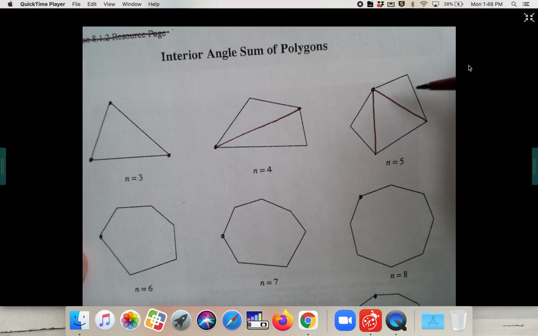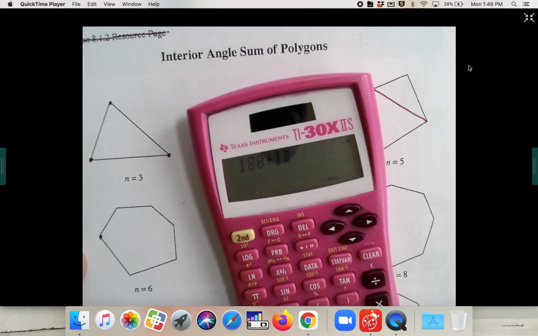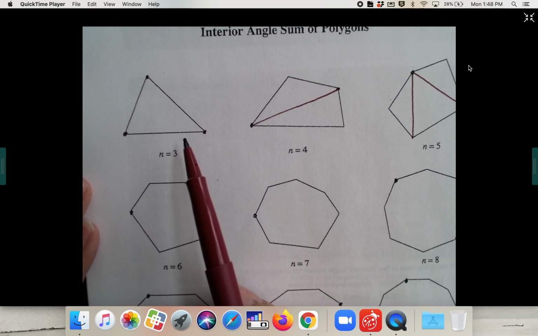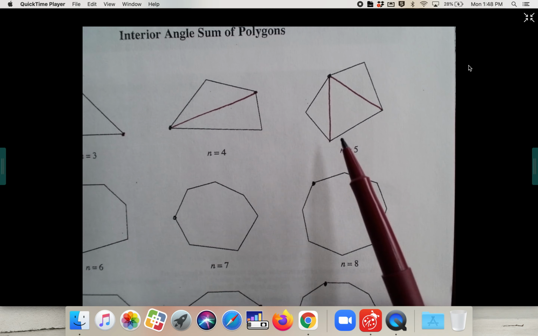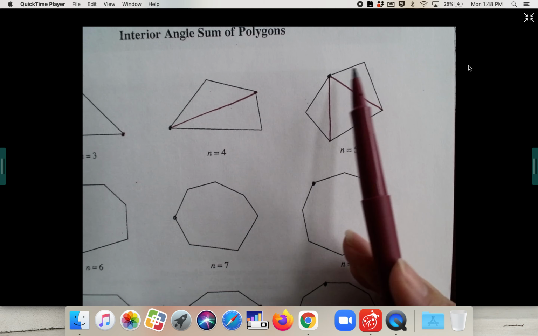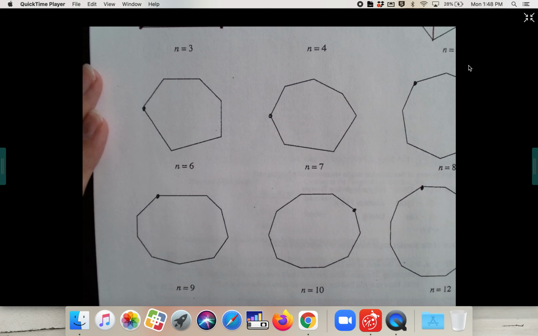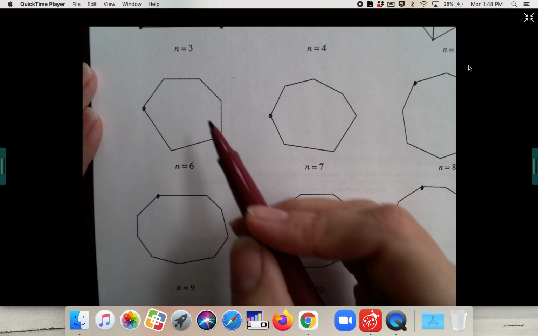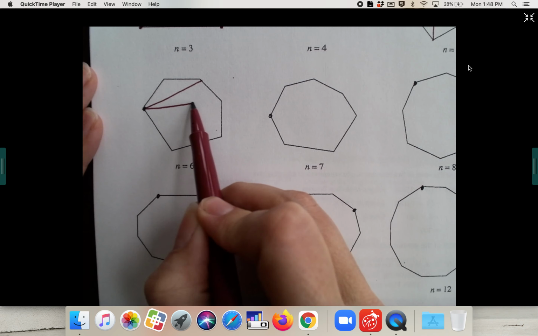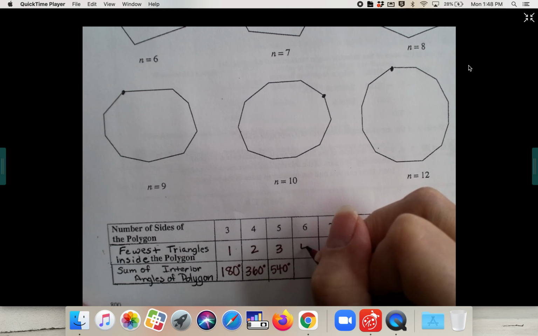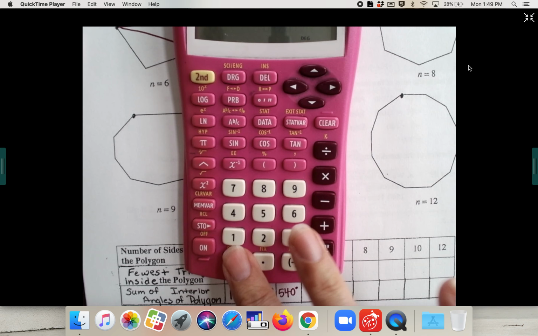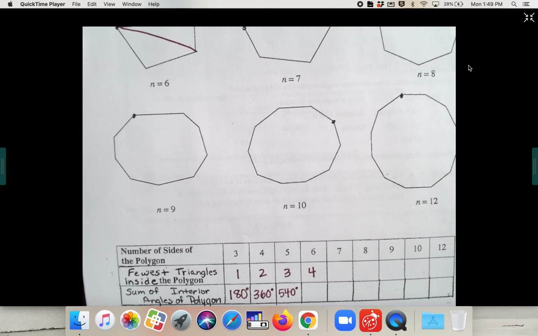I'm going to let you in on a little secret here. Each triangle measures 180. So you can take 180 plus 180 plus 180, and that's 540. So 180 in this one, 180 plus 180, which is 360 in this one, and 180 plus 180 plus 180, which is 540 in this one. And it continues. So the number of sides is 6. How many triangles can we fit in there? 4. 4 times 180 is 720 degrees.